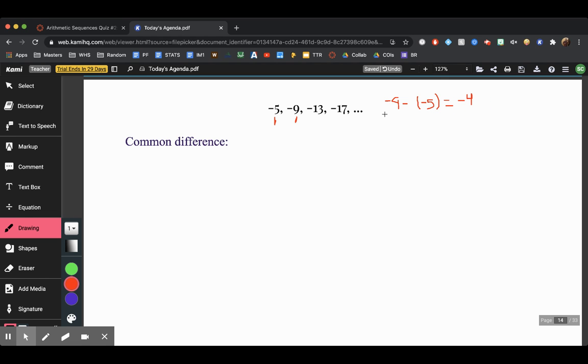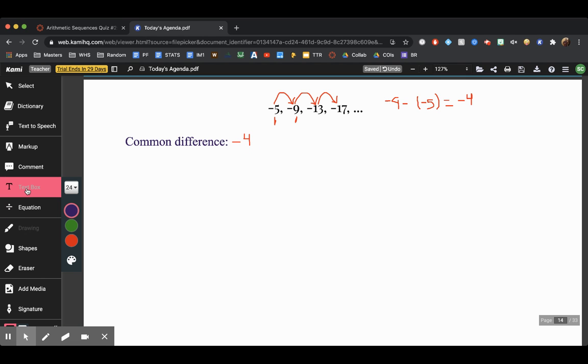It's important that we check as many numbers as we can just to make sure that it is the same pattern on each of them. If I do that, then I will know that from here to here, I'm subtracting 4. To go from -9 to -13, I'm also subtracting 4. And from -13 to -17, I am also subtracting 4. Therefore, I can say that the common difference is -4.